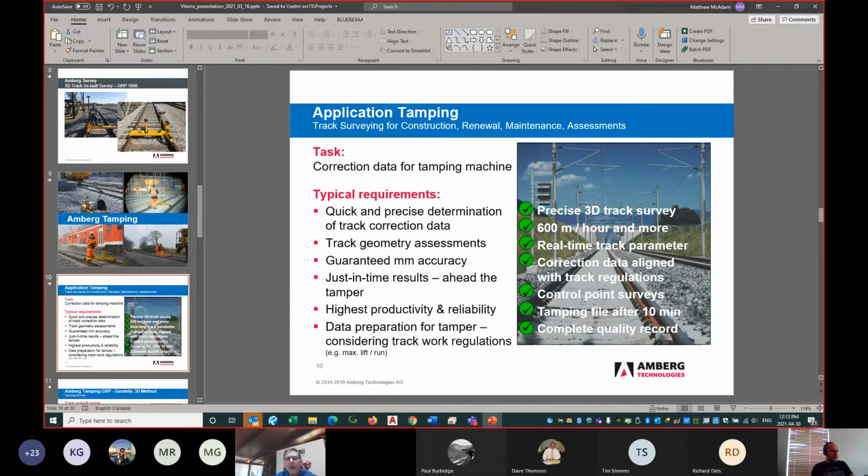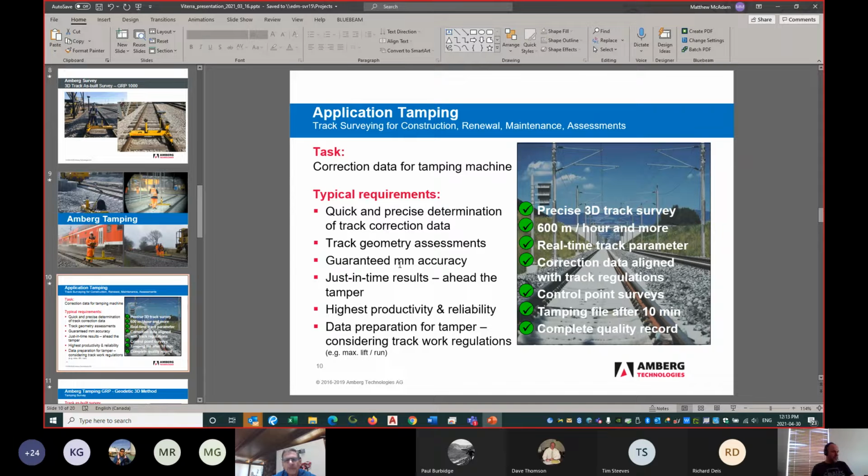Depending on who you're working with or what you're working with, you can run that Amberg in front of the tamping machine and then have the results go directly into the tamping computer. So you could create this tamping file after 10 minutes and get that into the tamping computer on board of the tamping machine, and they can go about their way.